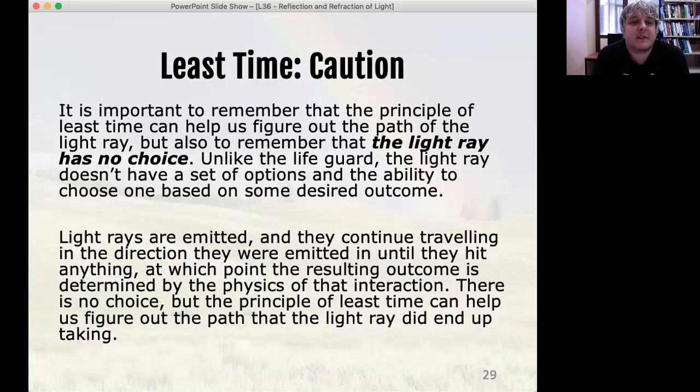But as I already mentioned, the light has no choice. It doesn't have any wants or desires. It does not get to decide how to get to its final destination like the lifeguard does. So the light ray is just doing what it does because of the physics involved. The principle of least time can help you figure out what that path is going to be by imagining what a sentient thing, something with desires or decisions would do if it was in that scenario. But it's important to remember that the light ray obviously does not have a choice, right? It doesn't have a choice. The physics determine the result.